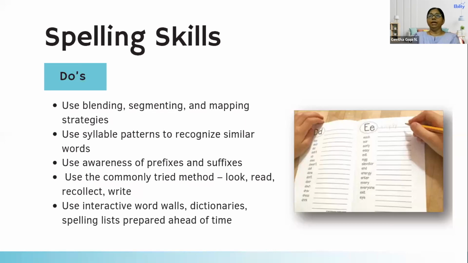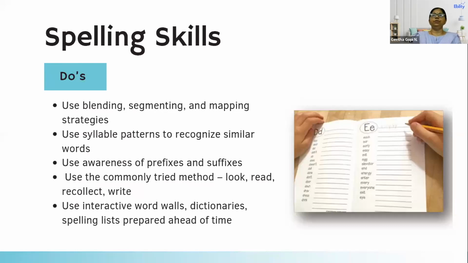They can use all the blending. If they are phonetically decodable words, use the blending, segmenting and mapping strategies, or use the prefix, suffix, vowel patterns and all that. Or if they are not phonetically decodable words, use the word walls or dictionaries to find the spellings, especially when they're doing expressive writing.